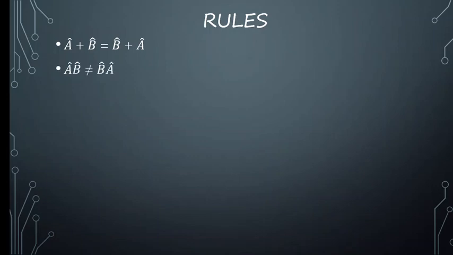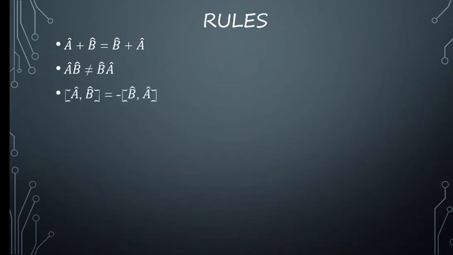Next comes A cap into B cap. In general, we say A into B is equal to B into A. But in quantum mechanics, we are considering operators. So A cap into B cap is not equal to B cap into A cap, because these are not just scalars, these are operators which, when operated on a wave function, give another wave function, and another wave function again when operated on, transforms again. So one by one we need to take the operators and operate. When we reverse it, the values are not going to be the same.